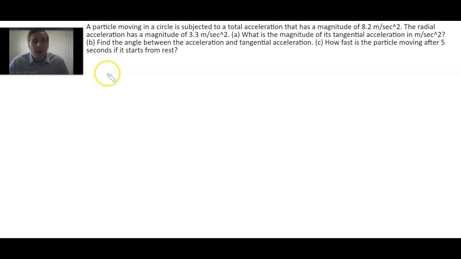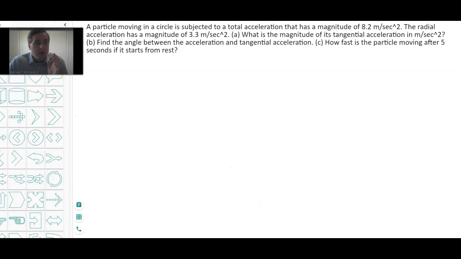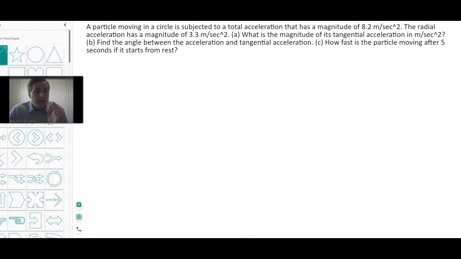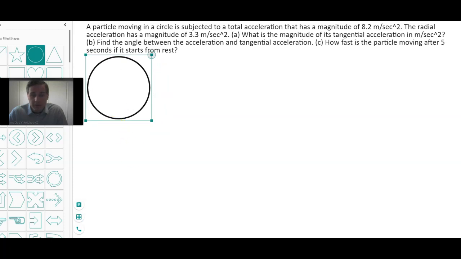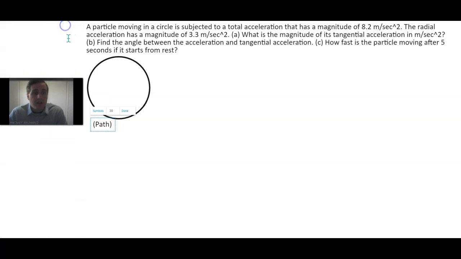Okay, so first of all, in order to get a handle around a problem like this, we should probably draw a picture. So I will introduce the idea of a circle here. Let me sketch a circle. This is meant to be the path that the object is on, so I'll label this as the path. The object's going to move in a circular path.